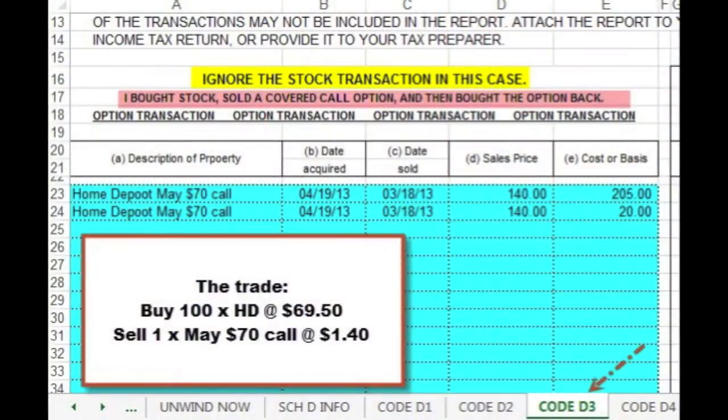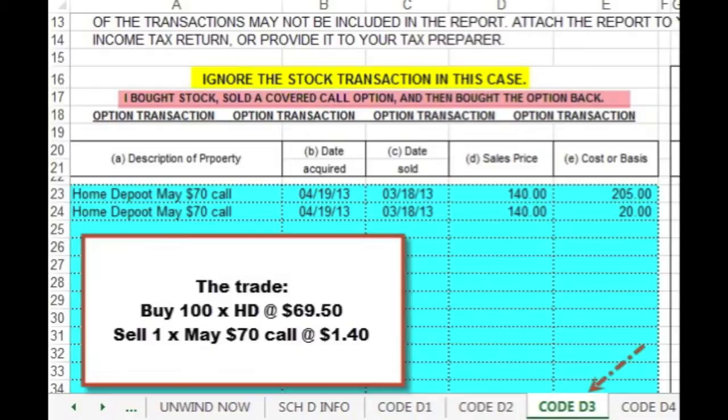Here we buy 100 shares of Home Depot, and I'm using the same trade we did in part 1. We purchase for $69.50 per share. We then sell the May 70 call, a slightly out of the money call, for $1.40, generating approximately a 2% 1-month initial return.